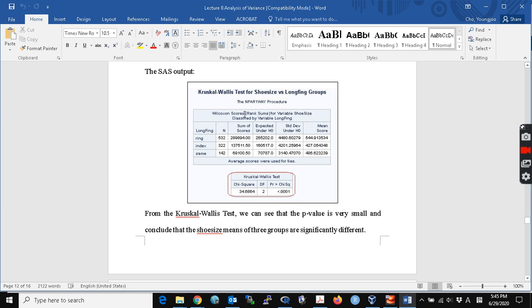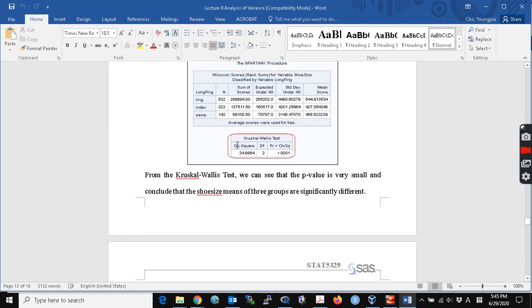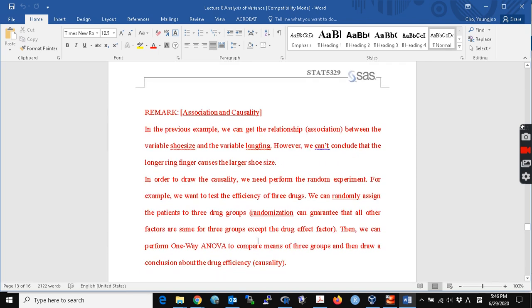You can get the sum of the scores, the mean score, and the expected scores. Then you can get the Kruskal-Wallis test, and this p-value is small, so it rejects the null hypothesis, which means that at least one pair of the population means are different. This is the same conclusion as the one-way ANOVA.